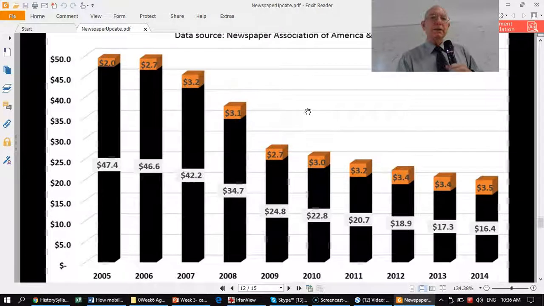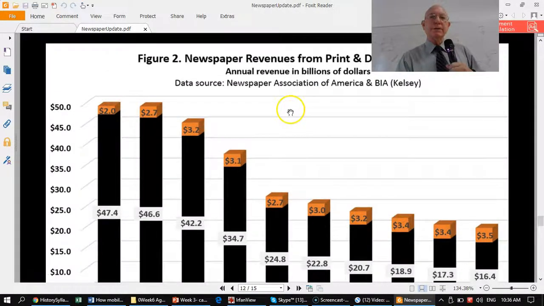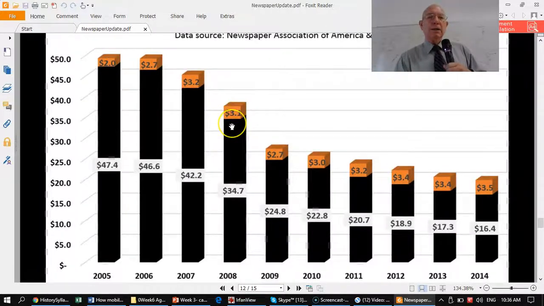This is a graphic representation of the advertising revenues. The orange is their online advertising. So this is very disturbing. You see, in 2005, all the newspapers in America together, or at least the newspapers in the Newspaper Association of America, were already selling $2 billion worth of advertising in 2005. It went up to 2.7 billion in 2006, 3.2 in 2007. Look down here at 2014. Online advertising only 3.5 billion.